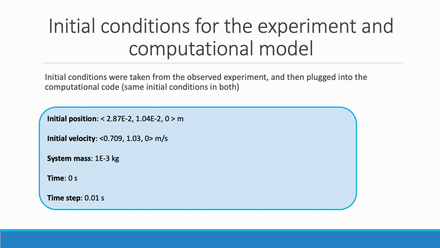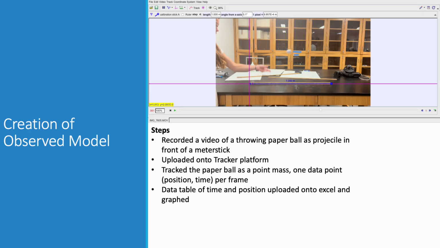They were taken from the observed experiment and then plugged into the computational code. So you have the initial position, the initial velocity, the mass of the system, the initial time, and then the time step. So to create the observed model, we recorded a video of the ball being thrown in the air as a projectile, and then we uploaded it onto the tracker platform. We tracked the paper ball as a point mass, so one data point per frame, and then we uploaded it onto a data table of time and position, and then we used it on Excel.